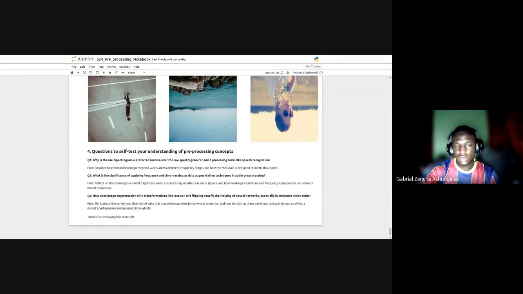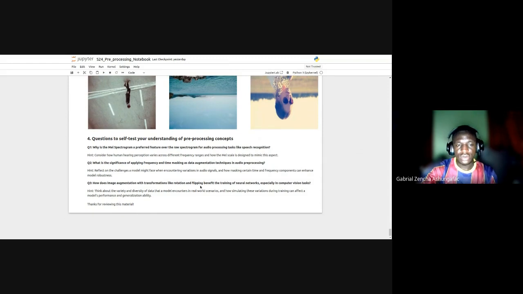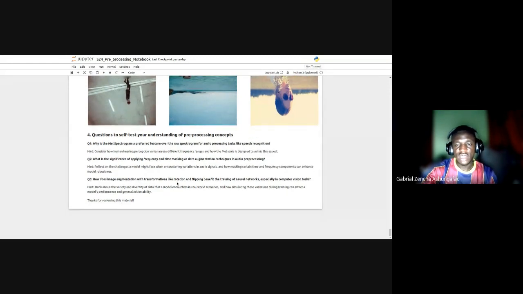Another question is, what is the significance of applying frequency and time masking as a transformation in audio data preprocessing? Do we have problems with signals? Sometimes do we have missing signals across the time domain or across the frequency domain? And augmenting our data set by masking some of them, does it mimic the real life situation and make our model robust? You should think about that. The same goes for image transformations like flipping and rotation. What could be their benefit, especially in computer vision tasks?